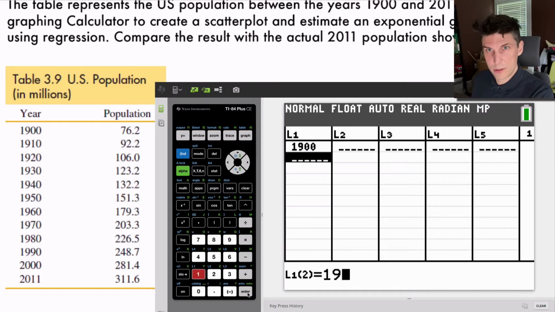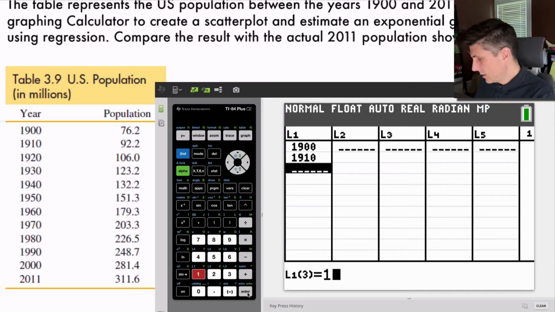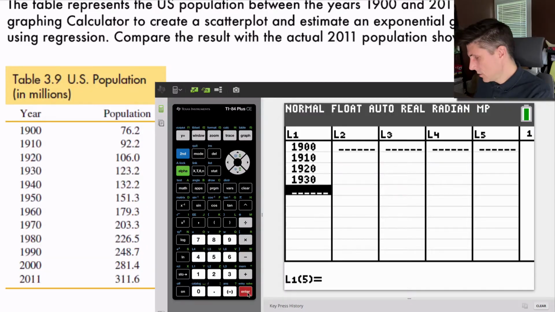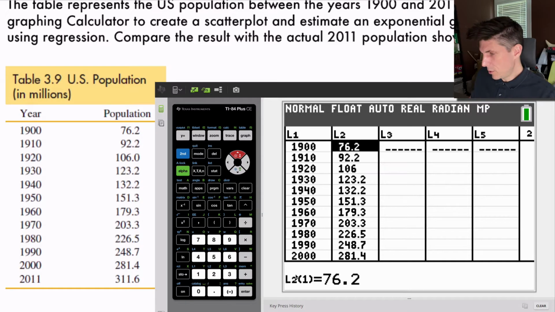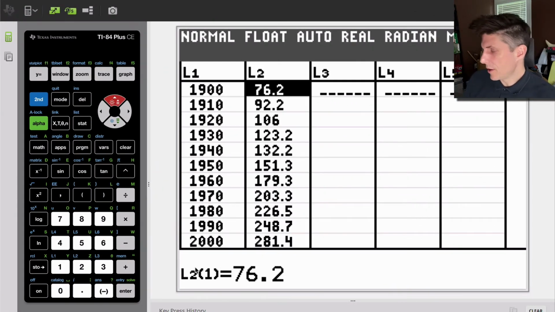Here we go. 1900. 1910. Just going to prop this iPad up. Okay. 1910, 1920. Two minutes later, 76. Beautiful. 10, 20, 30, 40, 50, 60, 70, 80, 90. Great. Okay.